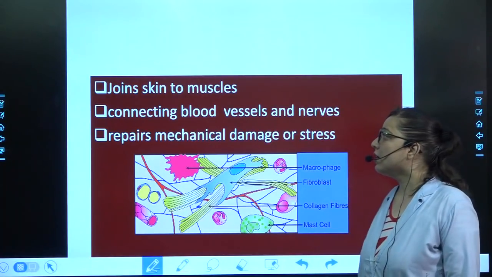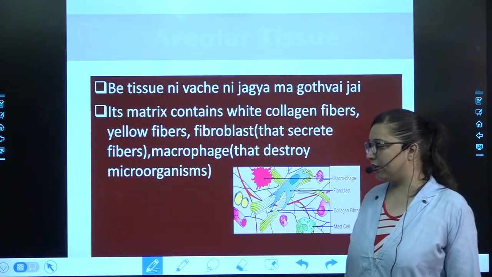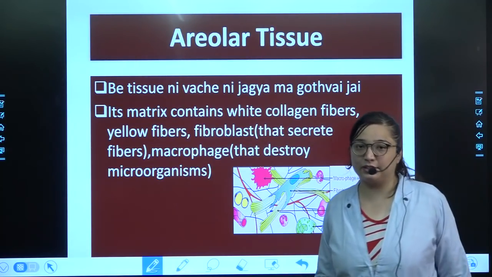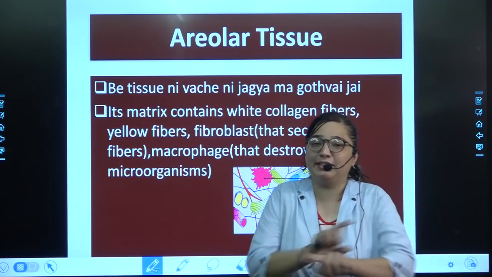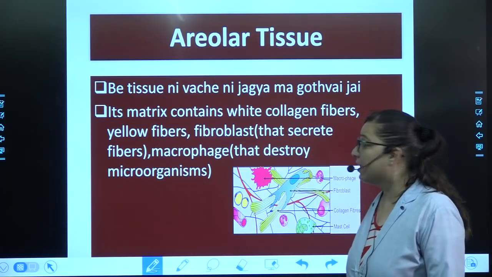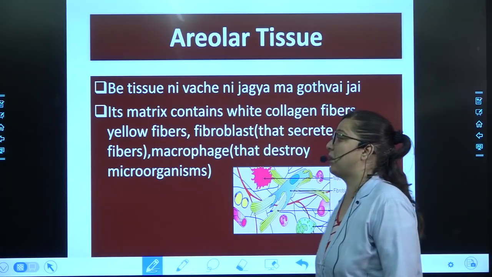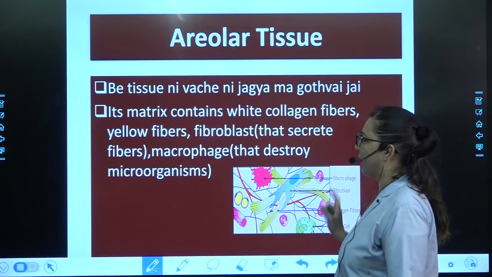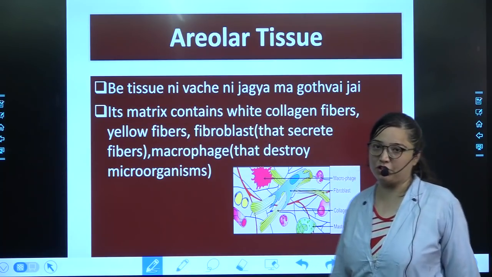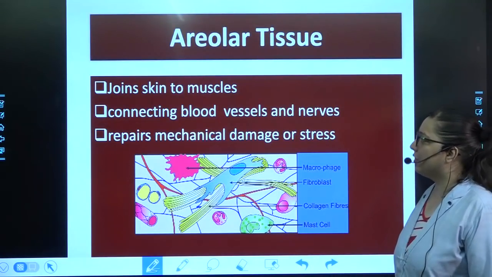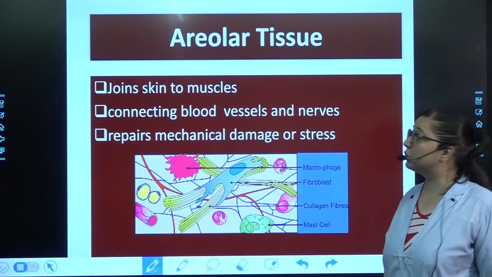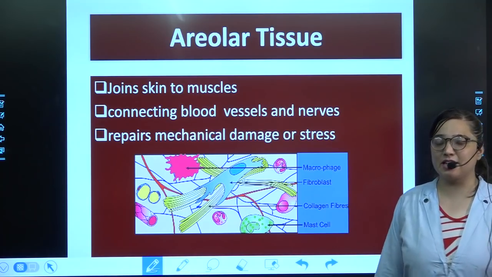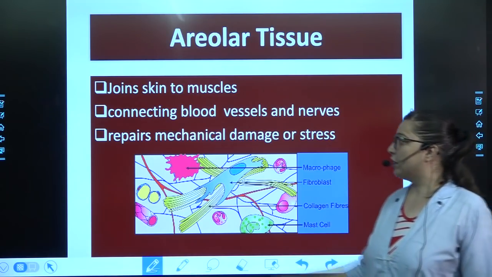Alright. Once again, some important points about the areolar tissue. Its basic function is that wherever there is place between two particular tissues, at that place it will just settle itself. And its matrix contains white collagen fibers, yellow fibers, fibroblast, and macrophage. Then areolar tissue will join skin to muscles, connect blood vessels and nerves, and repair the mechanical damage or stress. Note down the last 3 points.